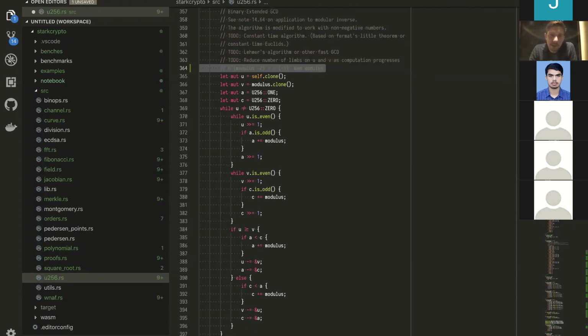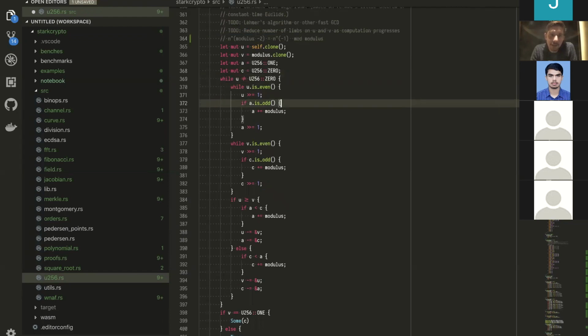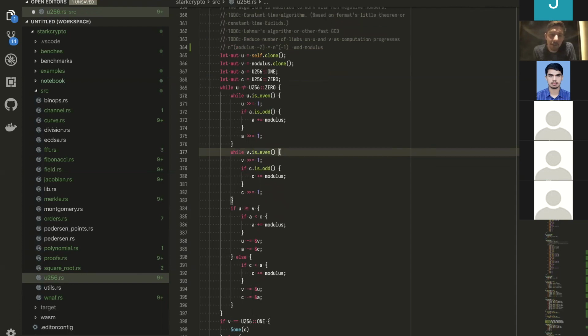But as you can see here, this GCD is full of while loops and ifs and branches, which means that the path and all these branches depend on the input values. So the path your code is taking depends on the input values, and cache misses, energy consumption, you name it, everything is going to leak your private keys if you're trying to invert your private key using this method.